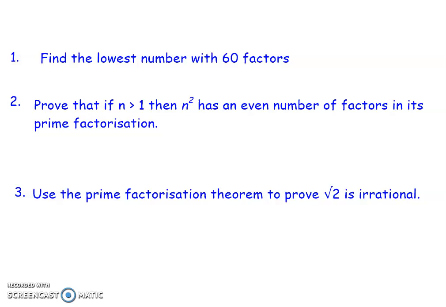I want you to first find the lowest number with 60 factors. Second one is prove that if n is greater than 1, then n squared has an even number of factors in its prime factorisation. And then the third one is use prime factorisation theorem, and the ideas behind it, to prove that the square root of 2 is irrational. So that's going to combine that with the proofs material we talked about before. So pause the video and have a crack at those.